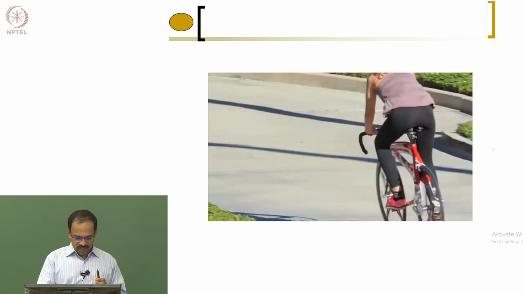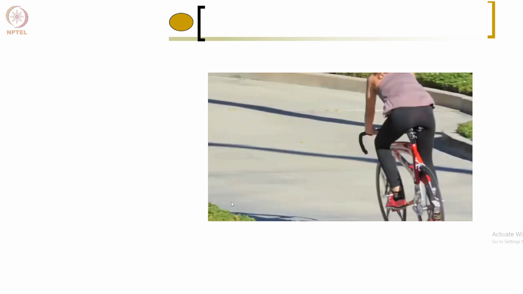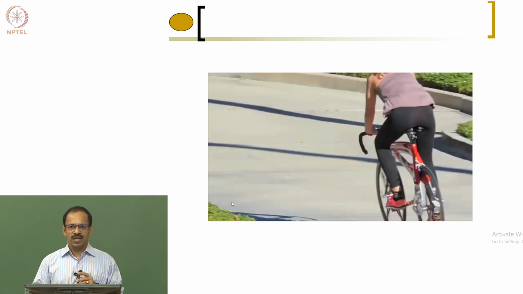I'm not sure whether you have seen this video. So this is a new cycle design. Some of you might have seen this, where there is no chain for transmission. It's basically a leg motion which actually converts to rotary motion. So basically, there is no rotary motion by the leg. It's only an up and down motion, and that is converted to a rotary motion in the cycle. So you get a new cycle design.